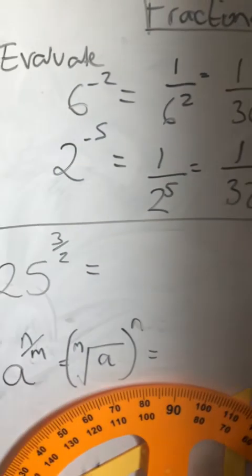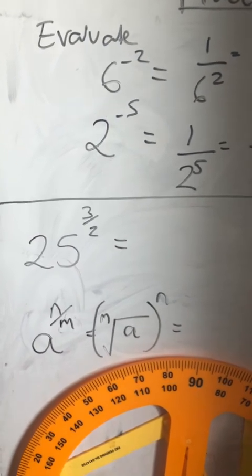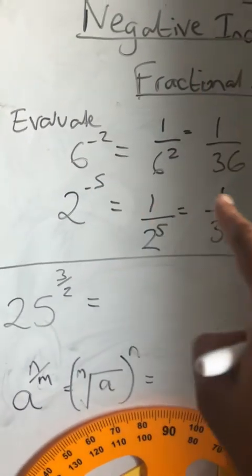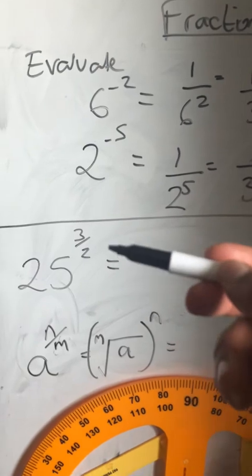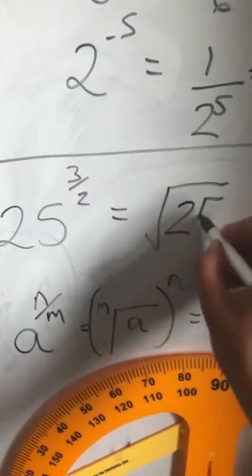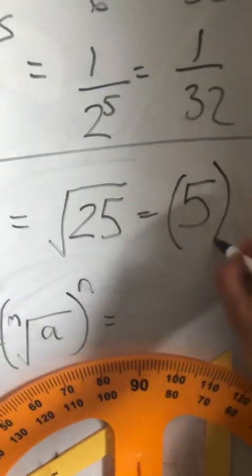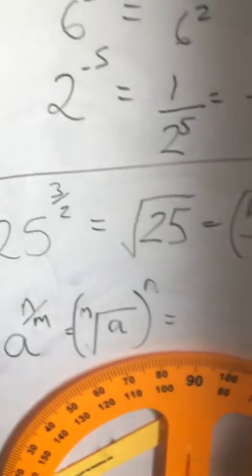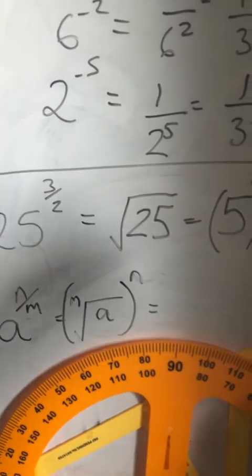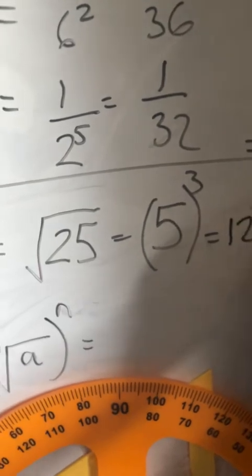Right, looking at some fractional indices now. So 25 to the power of 3/2. Here it's a bit trickier, and this section is higher tier only, although it could appear on a foundation or higher paper. So I do the root of the denominator. This is a square root, the second root of 25, which is 5, and then I raise my answer to the power of the numerator. So 5 cubed is 125.